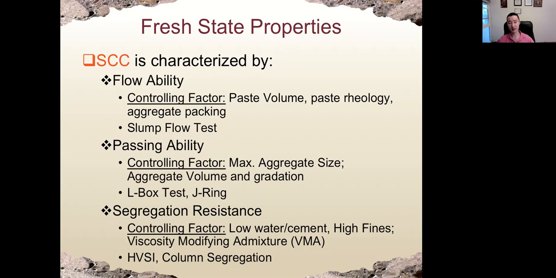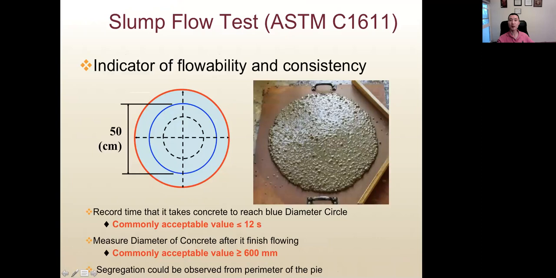The testing methods include HVSI, which is the Hardened Visual Stability Index. This is one of the standard methods developed here at UH. And also the column segregation test, which will be discussed in a moment. Okay, so let's look at the slump flow test.